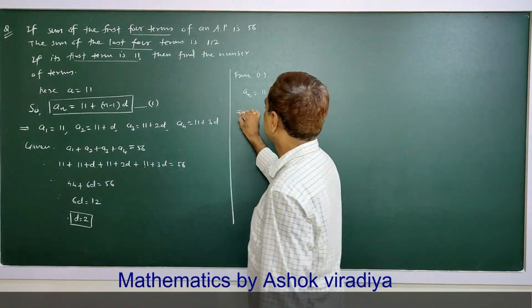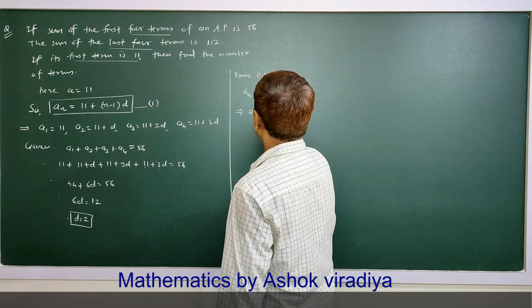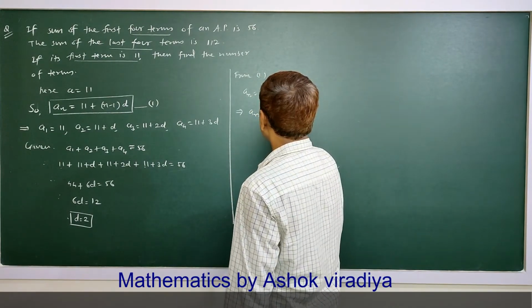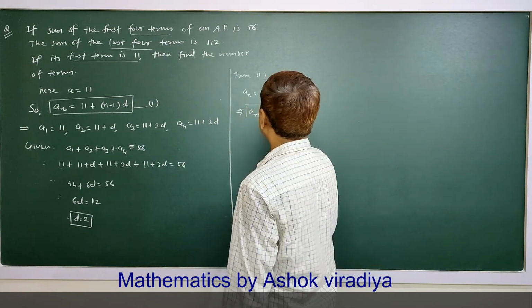So an is 2n minus 2 plus 11, that is 9. So this is an.